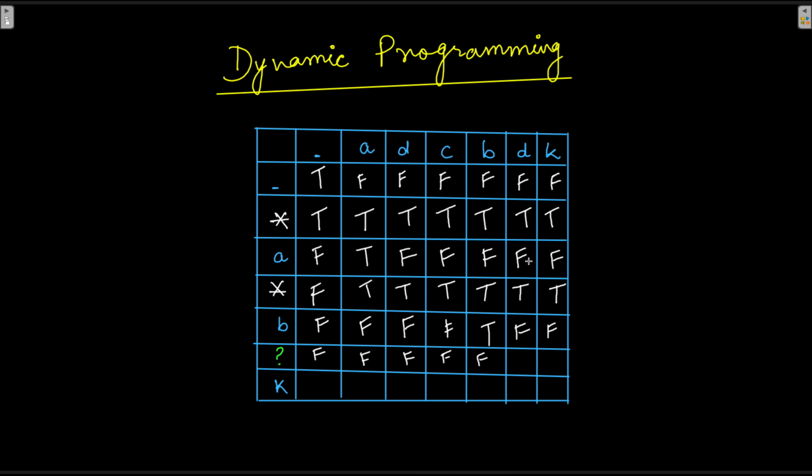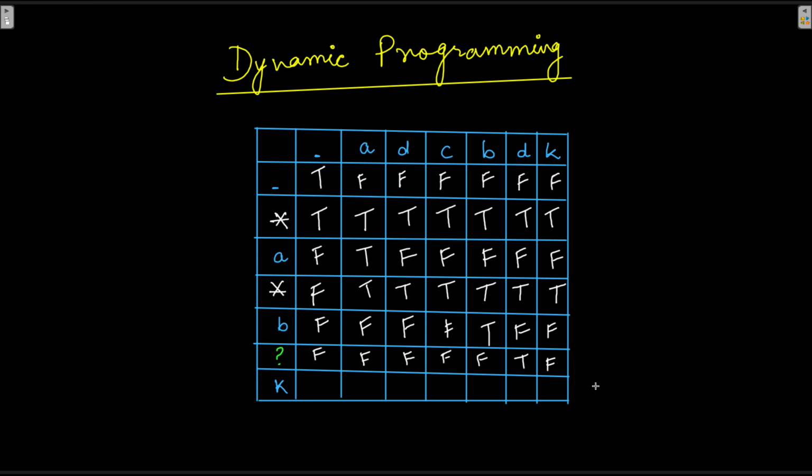What about this one? So question mark against D, that's a match. Let's go to the previous string, that's a T. Because that's a T and this one is a match, we are going to write T here as well. And then finally question mark against K, it is a match, but the previous string is F, so it is going to be an F.